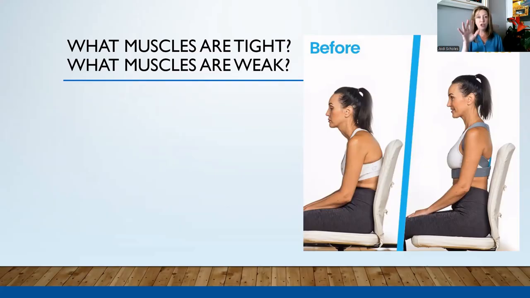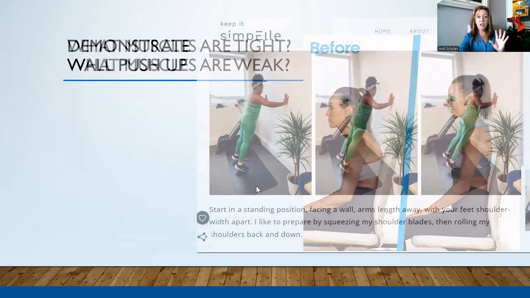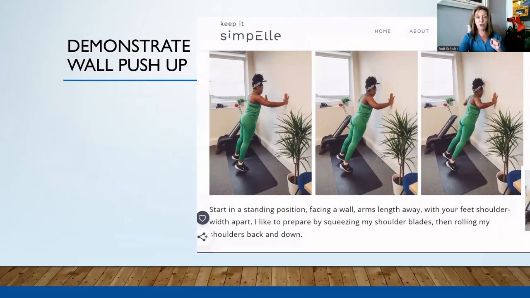So before you even start, before you even put your hands on people, you're looking at tight pecs and maybe weak rhomboids. You're going to get in there and find out. Now, after your session, depending on what you discover, you might be in a position to demonstrate a wall push-up to help retract the scapulas.